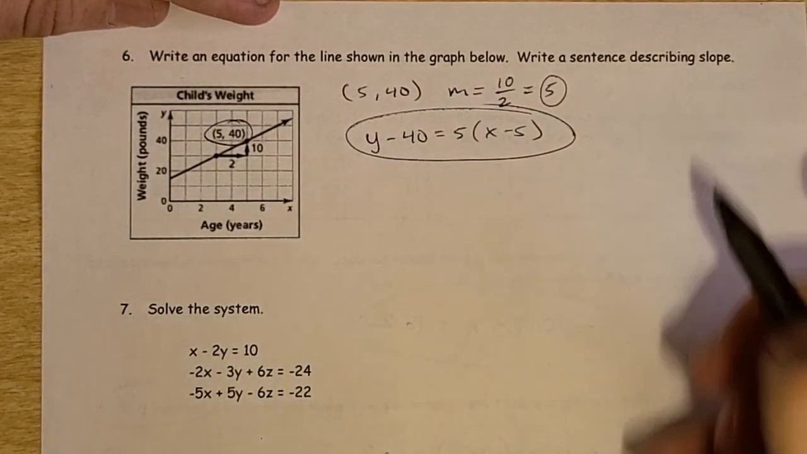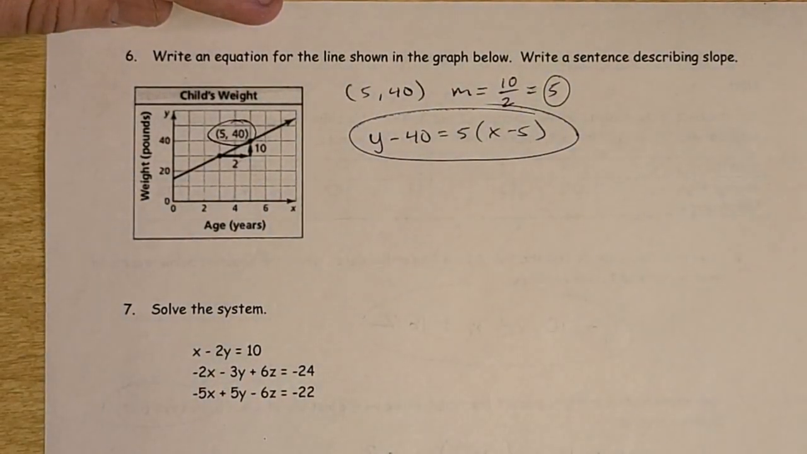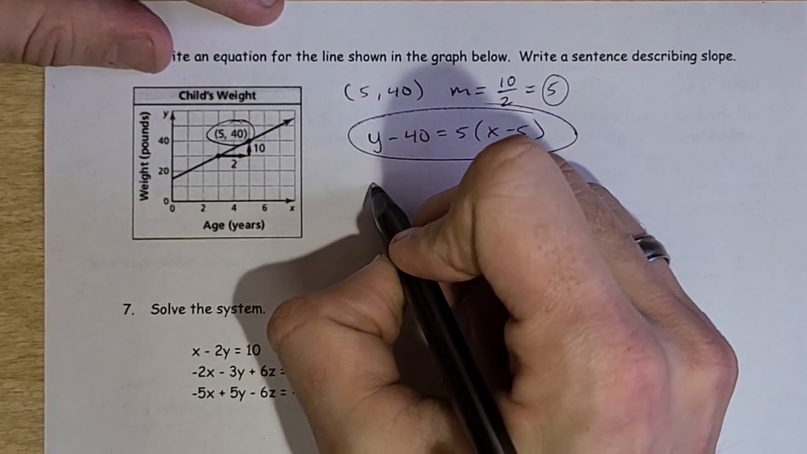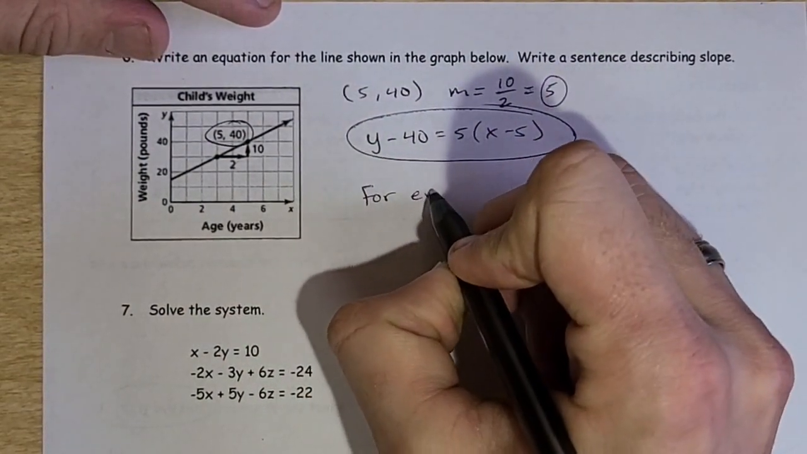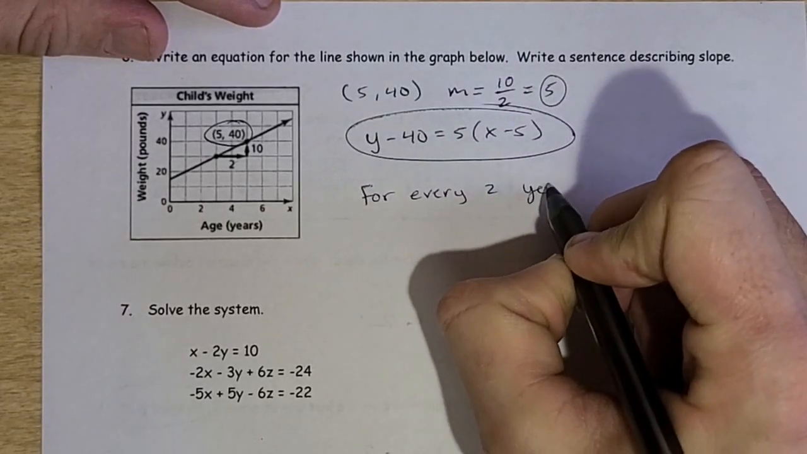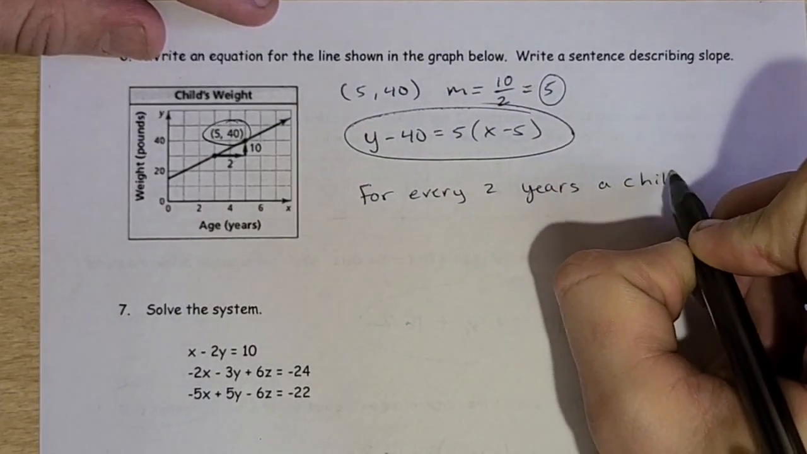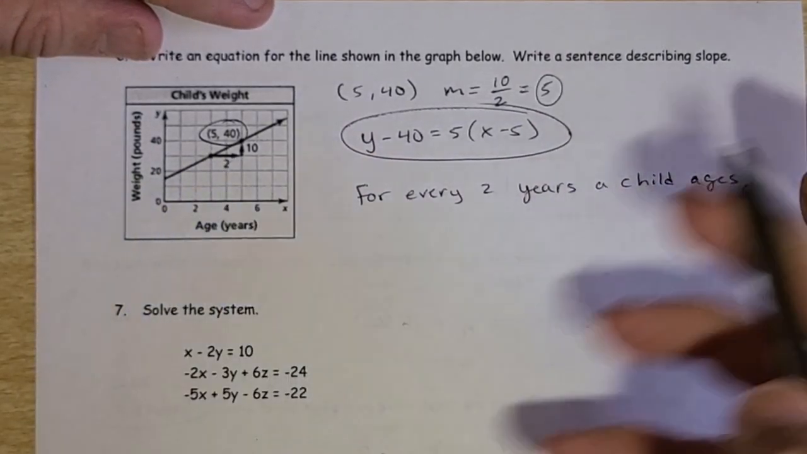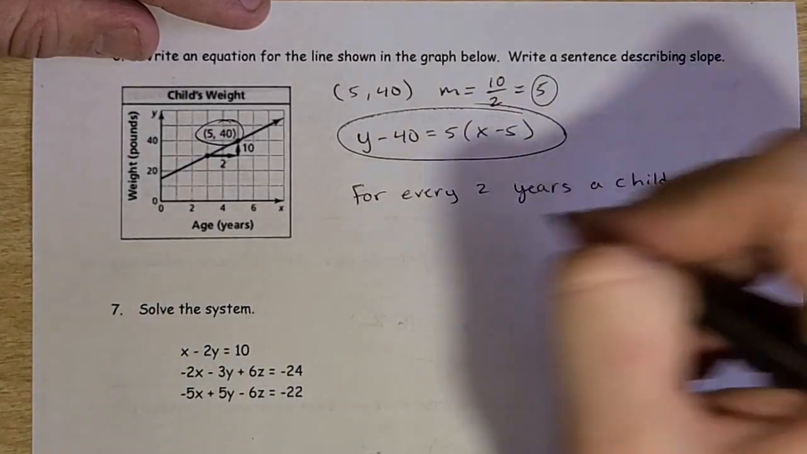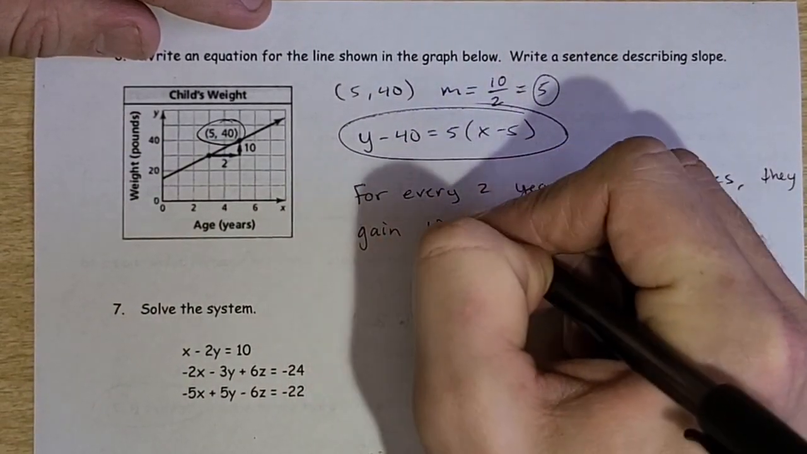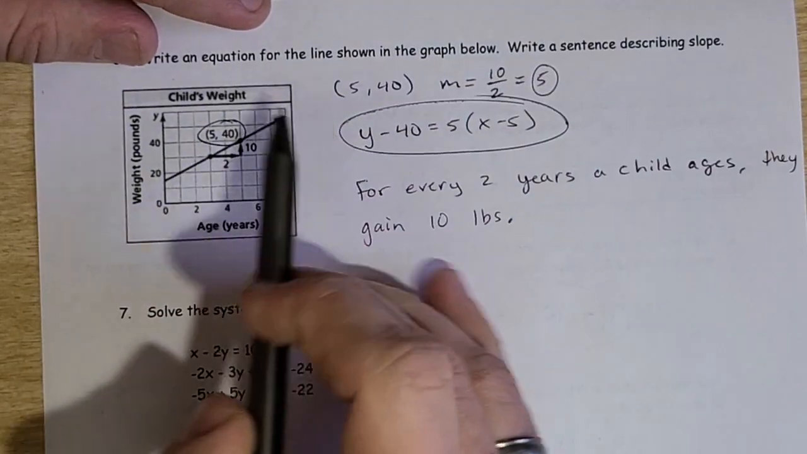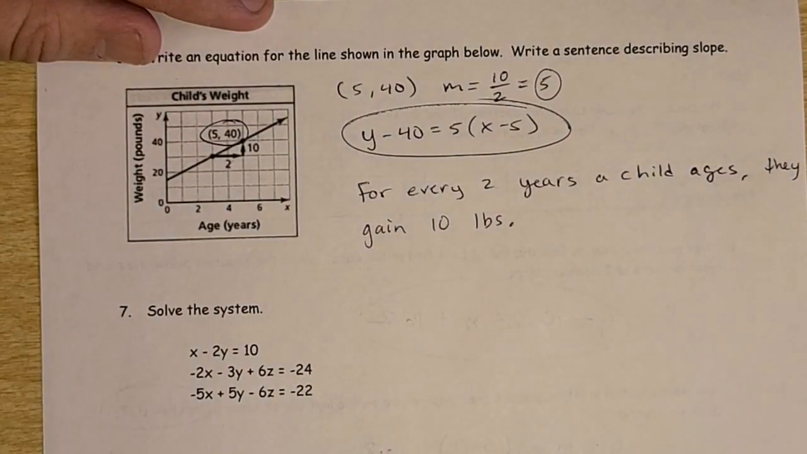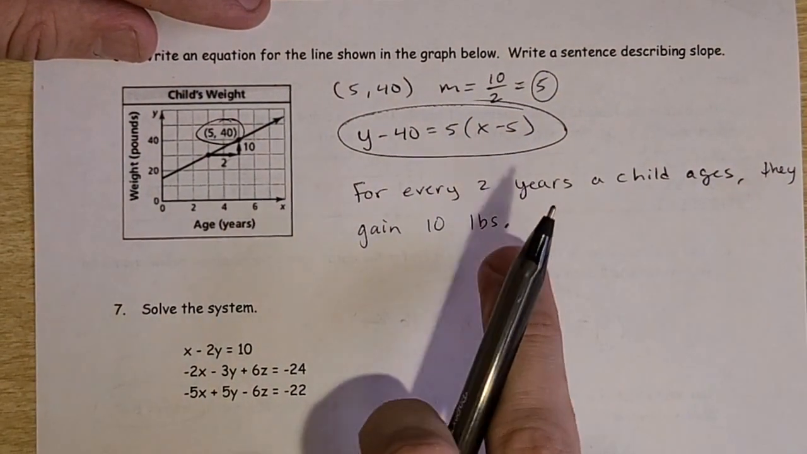Now, then I asked you to write a sentence describing slope, and there was a bunch of different options. But the one that actually fit here is it said something along the lines of, for every 2 years a child ages, because look at, we're going 2 years, and that's age, they gain 10 pounds. Because they are going up, and that's weight, and it is in pounds. So for every 2 years a child ages, they gain 10 pounds. That was the option we were looking for.